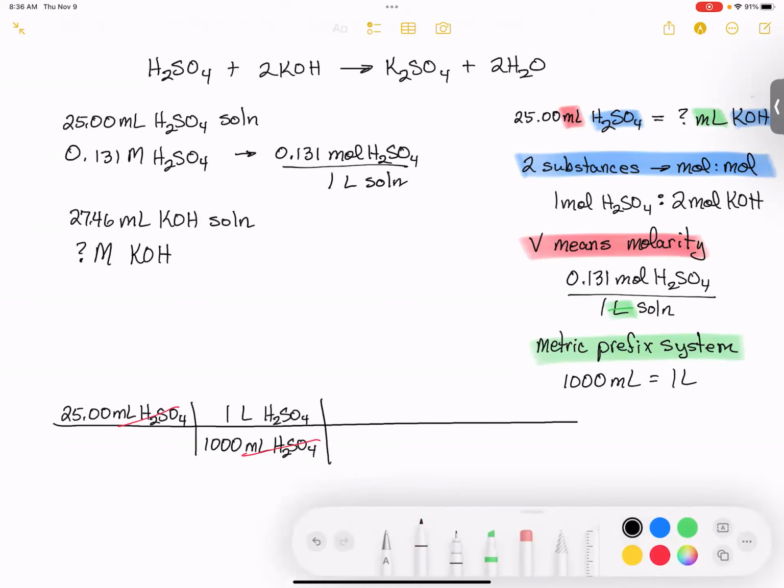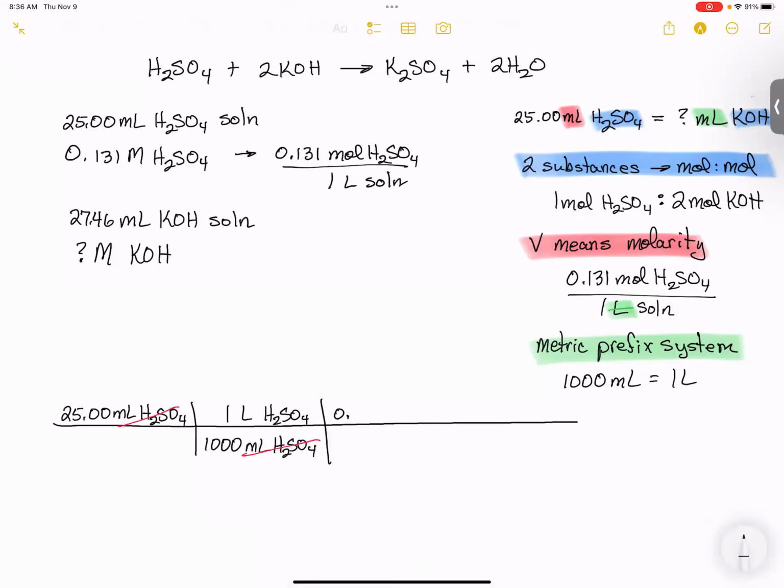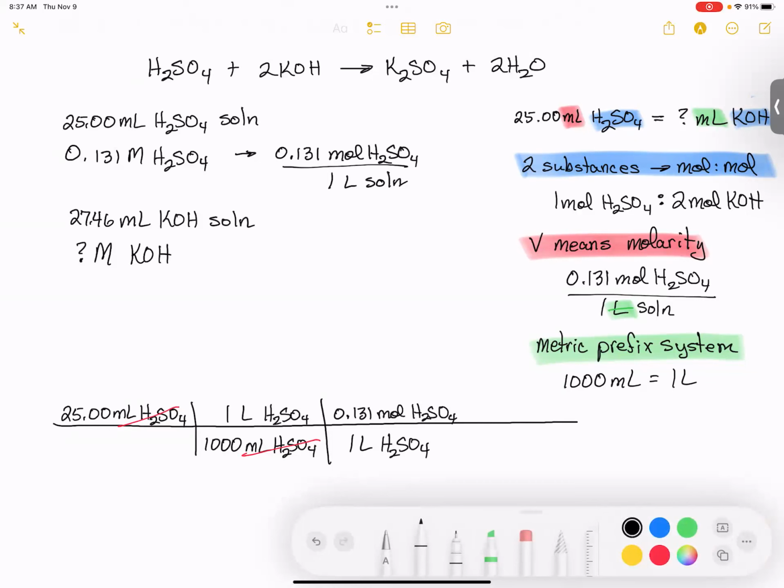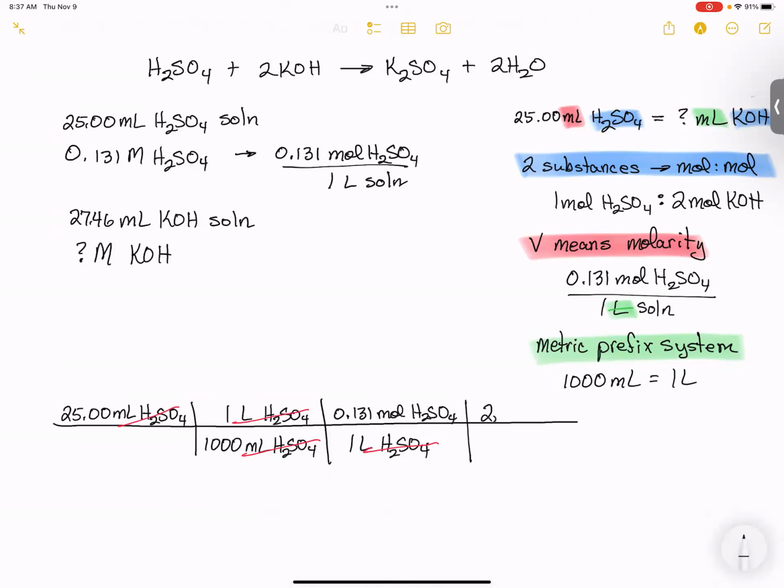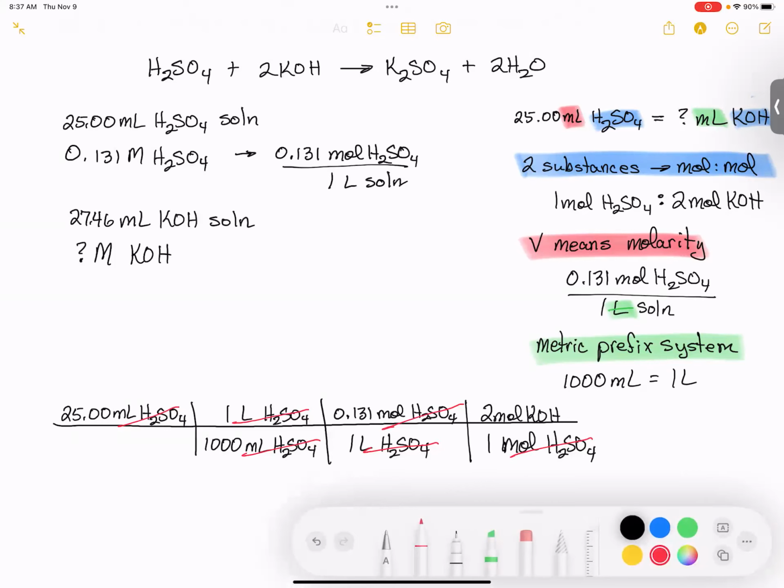Now, the liters, I'm going to go to the molarity. So 0.131 moles of H2SO4 is associated with 1 liter of H2SO4 solution, where the liters cancel out, leaving me moles. But I don't need H2SO4, I need KOH, and so that's where my mole-to-mole ratio is going to come in. There are 2 moles of KOH for every 1 mole of H2SO4. The 1 mole went in the denominator so that the unit and the substance would cancel out, leaving me moles of KOH.